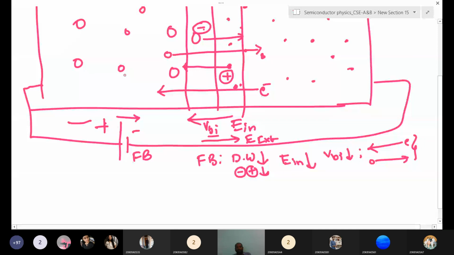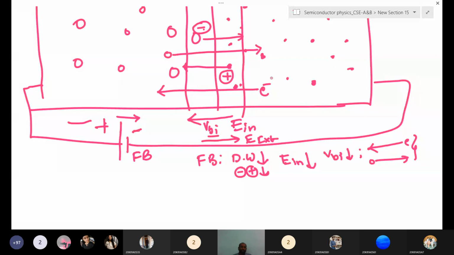So diffusion is dominant in this process. This is the forward bias condition. Now in reverse bias, we will see. Reverse bias means the P terminal is connected to negative potential and positive potential is connected to the N terminal.